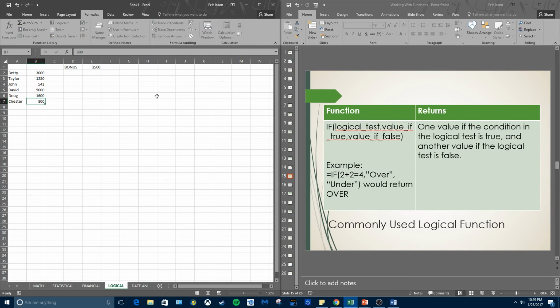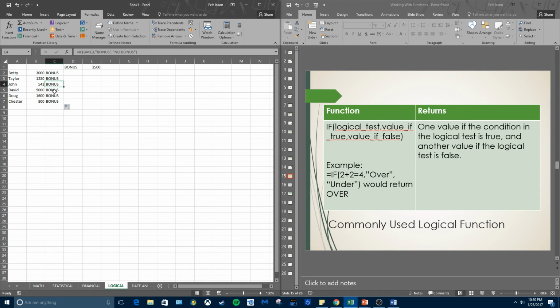1,600, 800. Equal IF, the logical test is if B2 is greater than 2,500, or you could do B2 is greater than E1, comma, value if true, "Bonus", value if false, "No Bonus". Oops, I had a feeling that was going to happen. All right. Oh, you know what? Forgot quotation marks. You have to put quotation marks if there's text. All right, so I think I can do a space here. There you go. So I'm going to autofill this down.